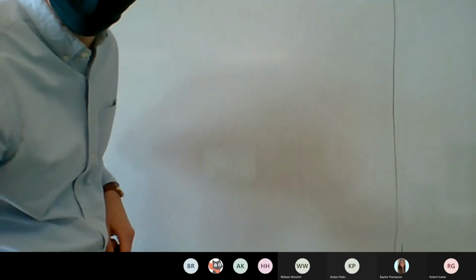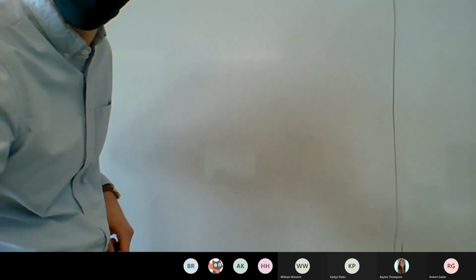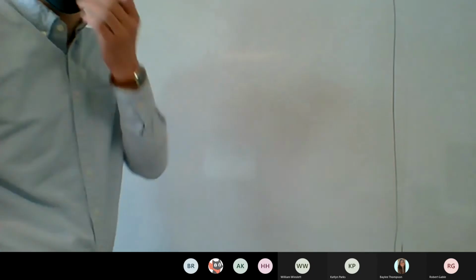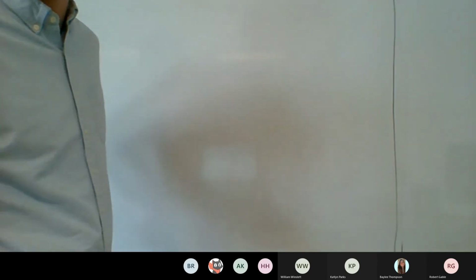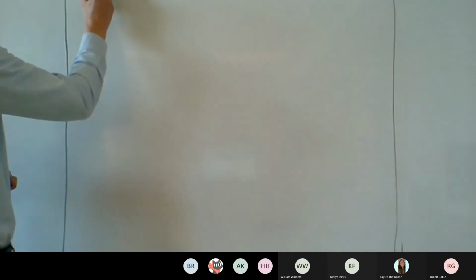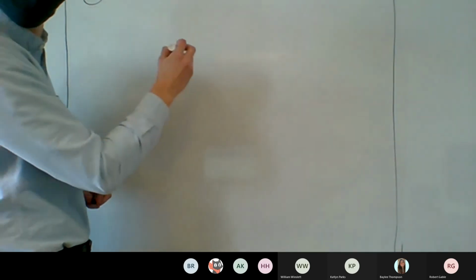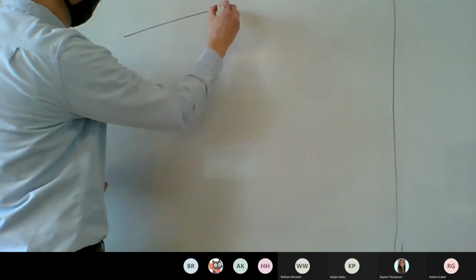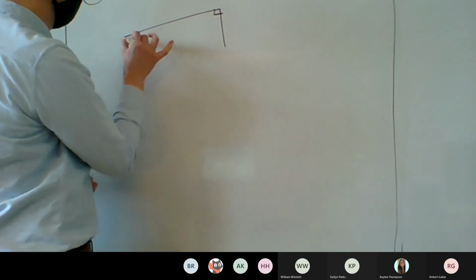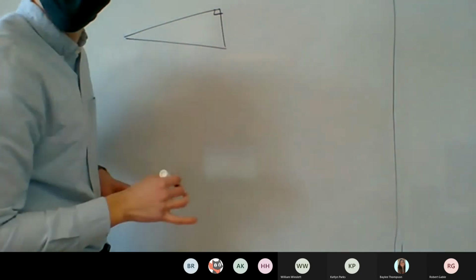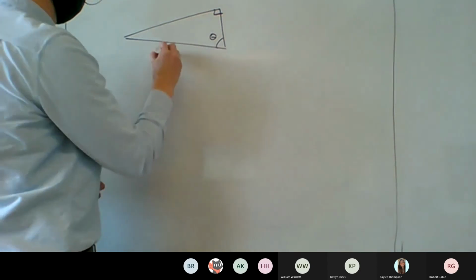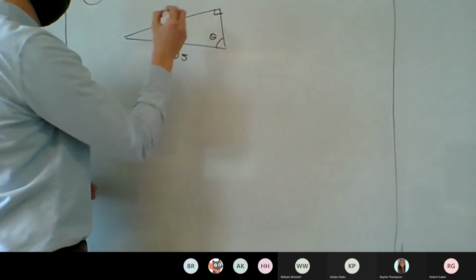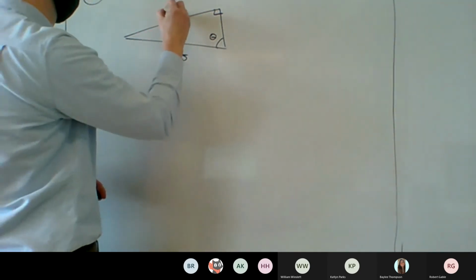All right, so number 3 says to find the exact values of the 6 trig ratios of the angle theta in the triangle. Okay, so number 3, we've got a triangle. There's the right angle. And where's theta? Theta's down here. And then we've got side lengths 205 and 200.